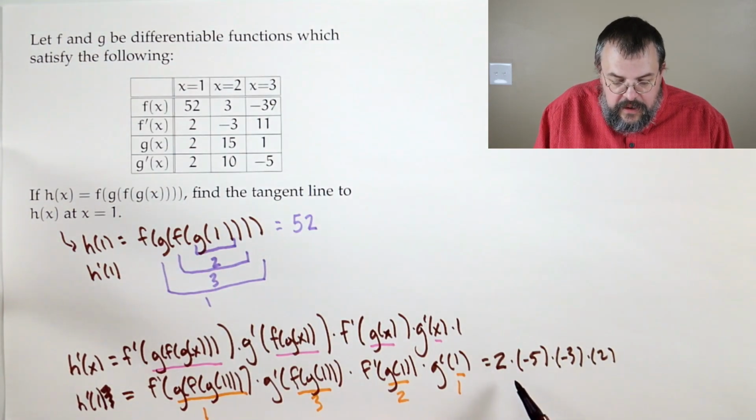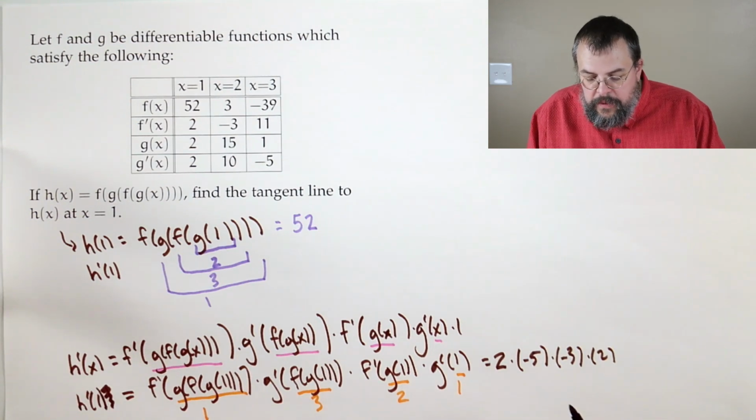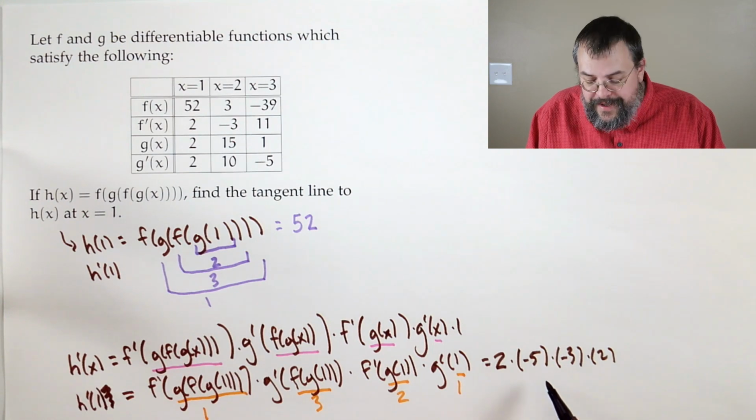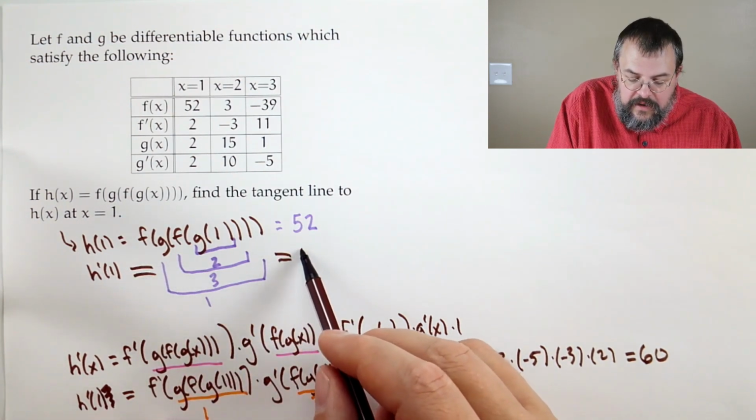All right, so 2 times negative 5 times negative 3 times 2. Well, the good news, we have two negatives, which make things positive. So it's a positive number. If I multiply 2 times 5, that's 10. 3 times 2 is 6. So put that together, we get 60. Okay, so h prime of 1 is 60.